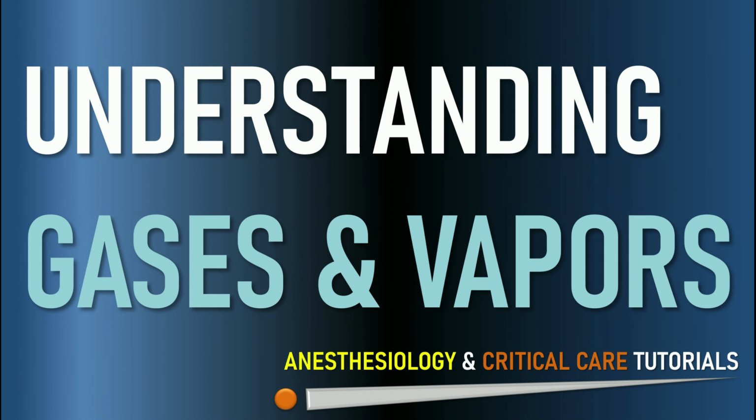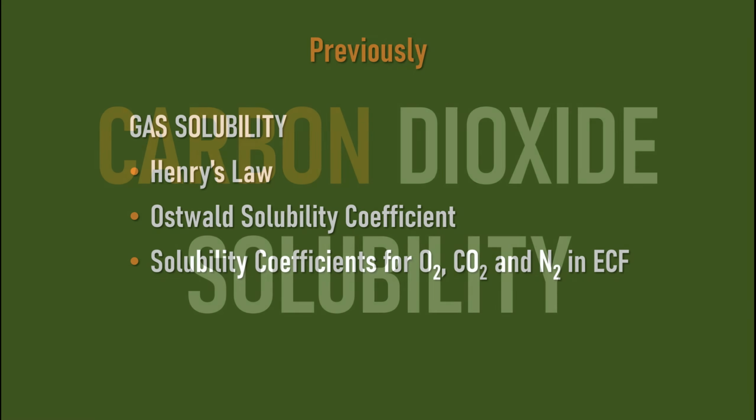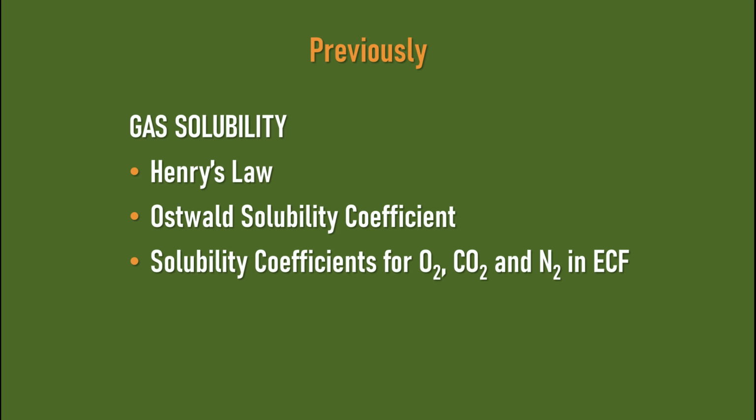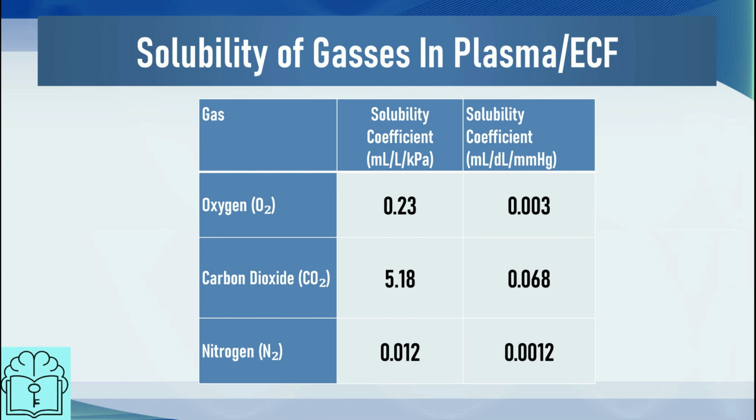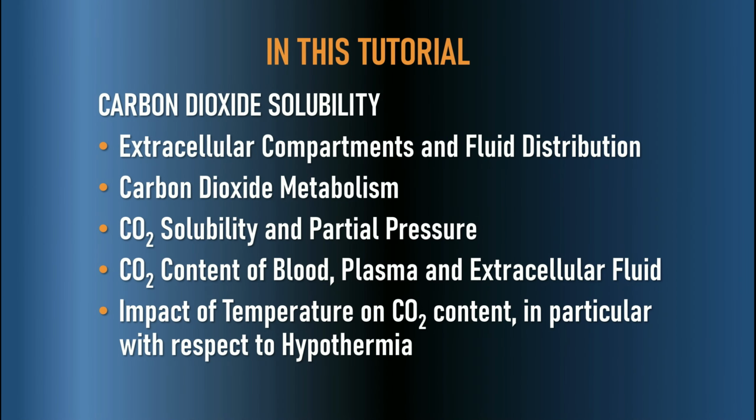Understanding gases and vapors. We're now on to part 2 of solubility of gases and liquids, and this tutorial is about carbon dioxide solubility. In the previous tutorial, we talked about the basics of gas solubility, Henry's law of gases dissolved in liquids, the Ostwald solubility coefficient, and I showed you the solubility coefficients of oxygen, carbon dioxide, and nitrogen in extracellular fluid. In this tutorial, we're going to look at carbon dioxide solubility.